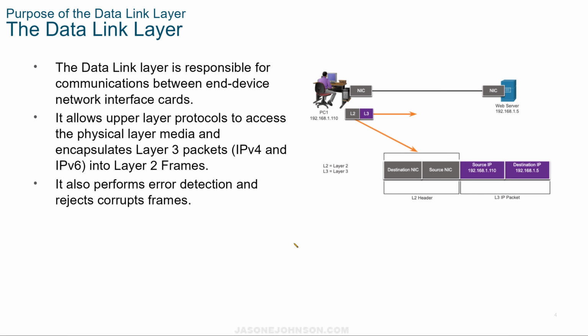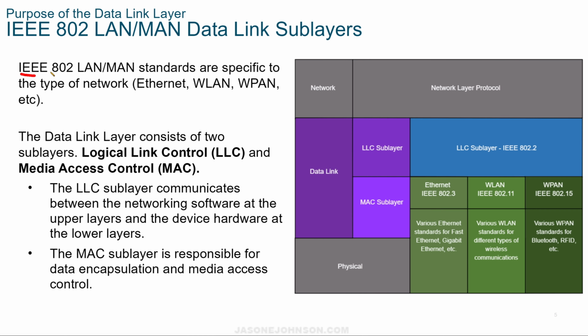The data link layer is responsible for communications between end devices' network interface cards. It allows upper layer protocols to access the physical layer media and encapsulates layer 3 packets, both version 4 and version 6, into layer 2 frames. It also performs error detection and rejects corrupt frames. The IEEE 802 LAN/MAN standards are specific to the type of network: Ethernet, WLAN, WPAN, and so forth.